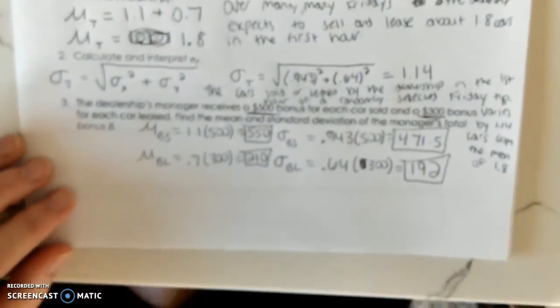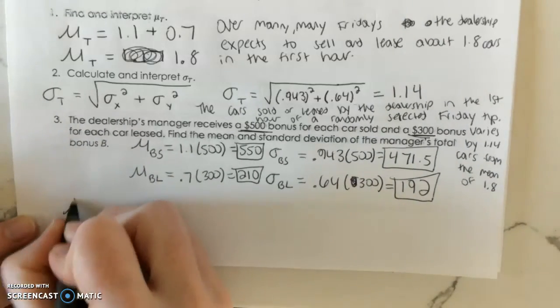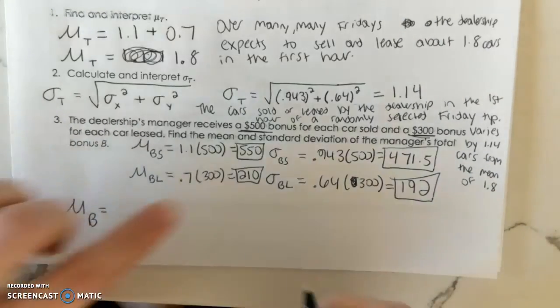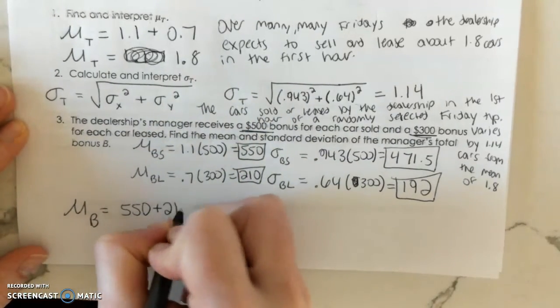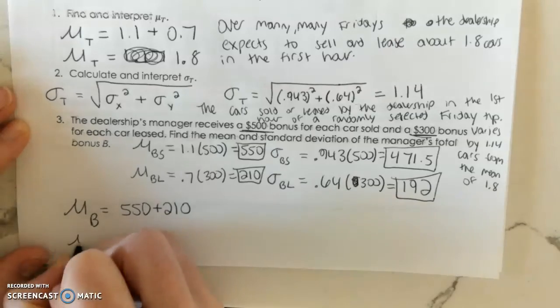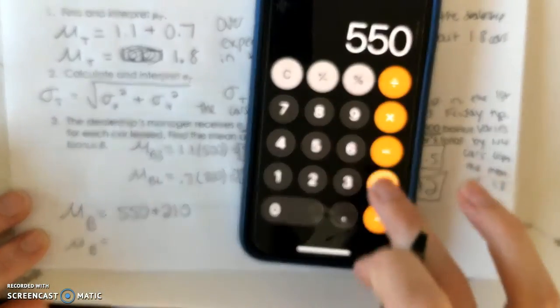Now that I've transformed all these, I'm able to actually combine them. If I'm combining the means, my mu sub b, I'm just going to add these two: 550 plus 210. So my mu sub b, my mean of the bonus, is going to be 760.